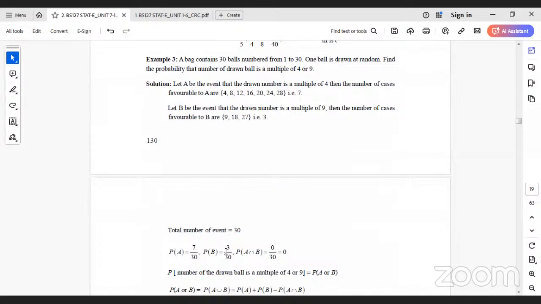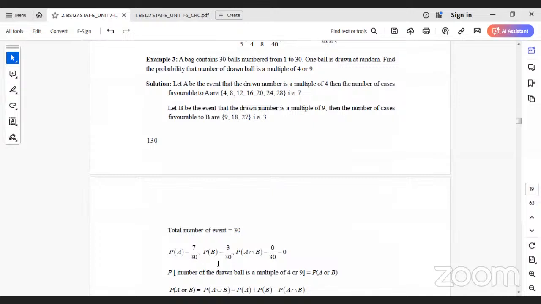Let A be the event that the drawn number is a multiple of 4. The favorable cases are 4, 8, 12, 16, 20, 24, 28. Let B be the event that the drawn number is a multiple of 9. The favorable cases are 9, 18, 27. Correct? Yes, sir.